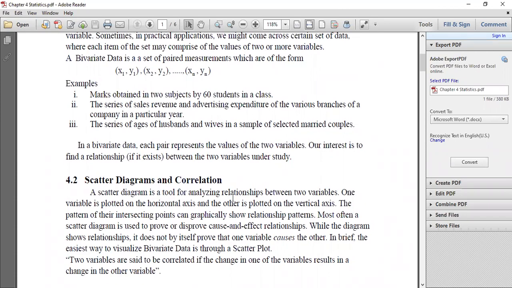Now down here, we're saying two variables are said to be correlated if the change in one of the variables results in a change in the other variable. So that is the only time you can say that they are correlated, if the change in one variable causes a change in the other variable. That is to mean, if one variable increases, then you check whether the other variable increases or decreases.